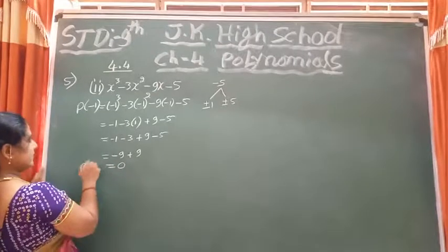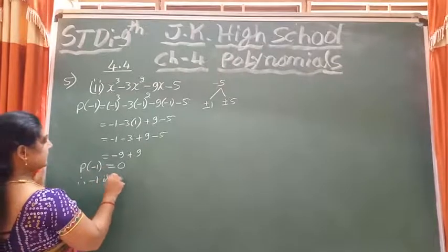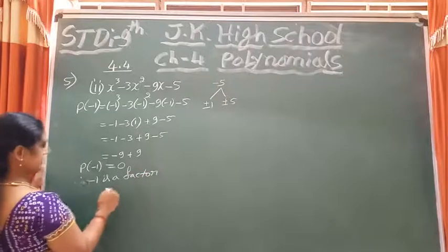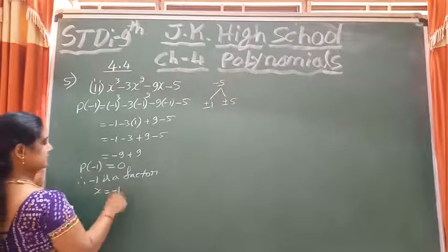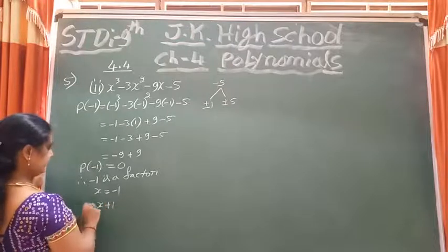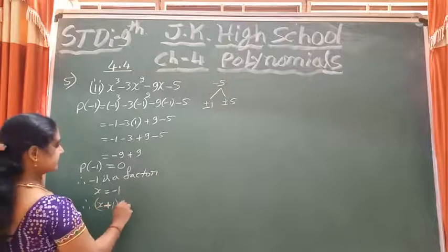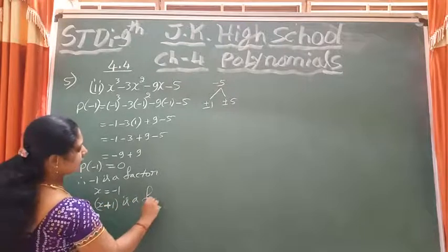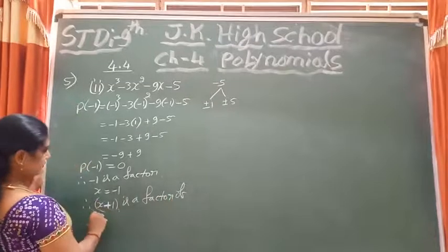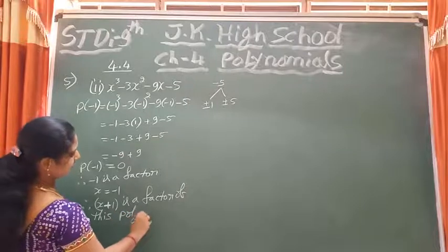So then what is the factor of, therefore, minus 1 is a factor. Minus 1 is a factor means x value is equal to minus 1. If I take it this side, it becomes x plus 1. Therefore, x plus 1 is a factor of this polynomial. Then I have to divide this polynomial.